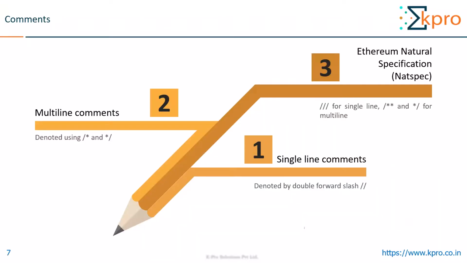And the third one is the Ethereum Natural Specification. It has 2 formats, that is triple slashes for single line and /** and */ for multi-line comments. It is basically used for documentation purposes and it has its own specifications. So this is all about the comments in Solidity.